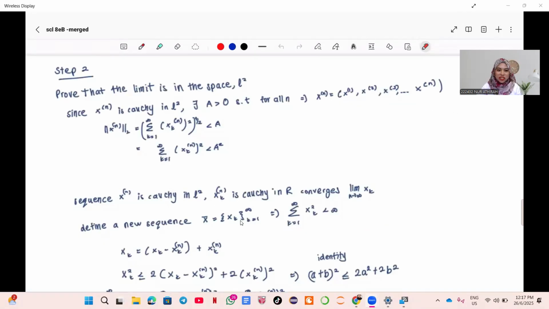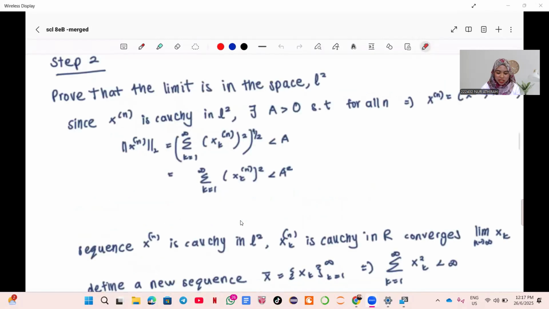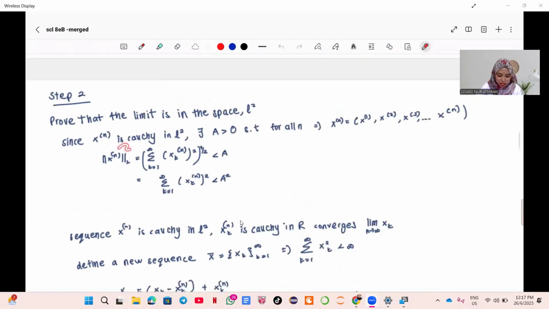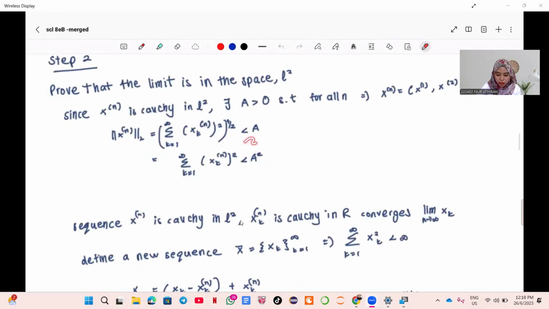Okay, so I'm going to explain step 2, where we want to prove that the limit is in the space L2. Since xn is Cauchy in L2, there exists some constant a greater than 0 such that for all n, where xn equals x1, x2, x3 up to xn, the L2 norm, the square root of the summation of xk to the power of n squared, is less than a. Then we take the square of both sides, and we get the summation of xk to the power of n squared is less than a squared.